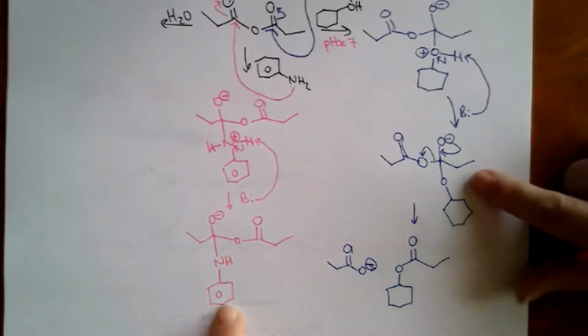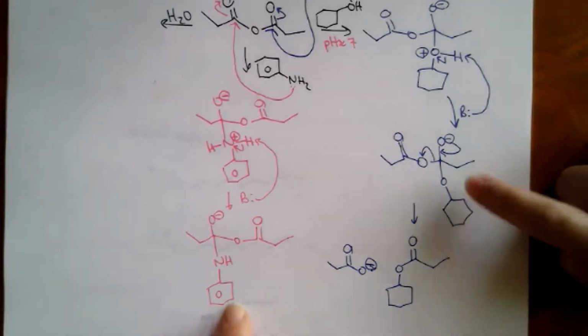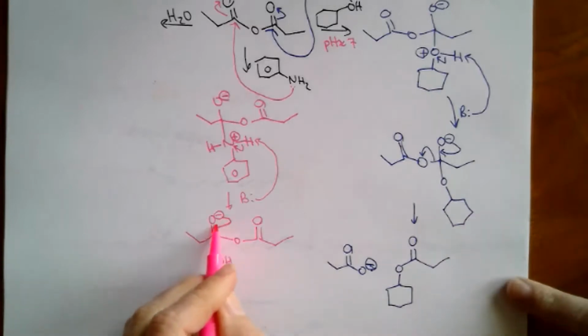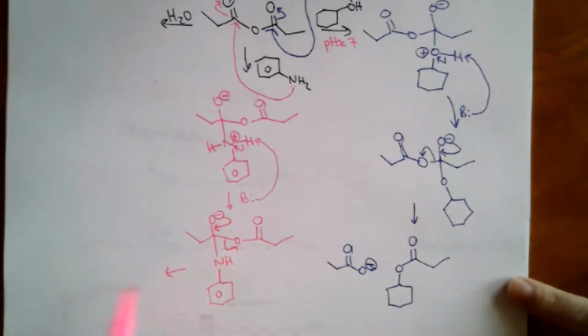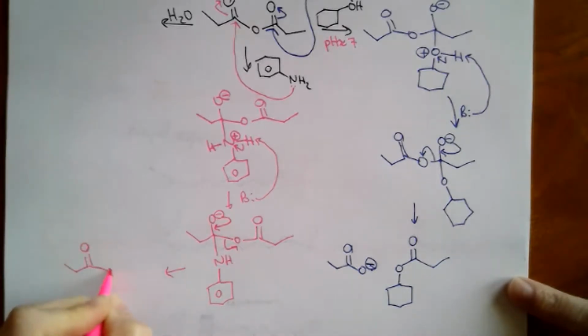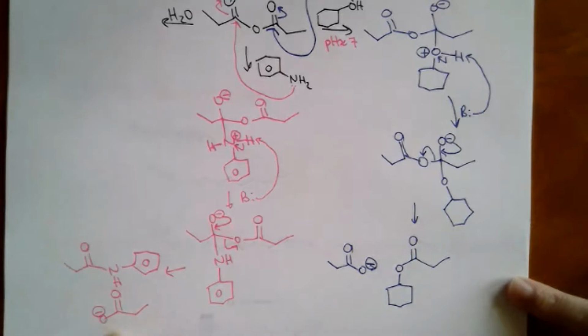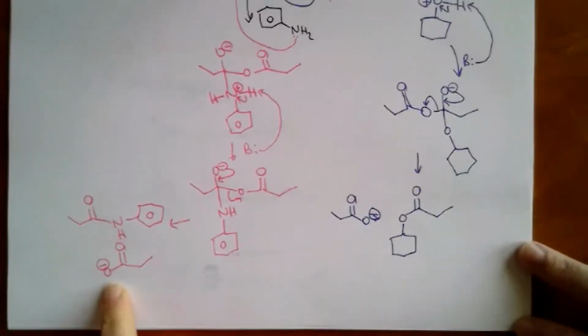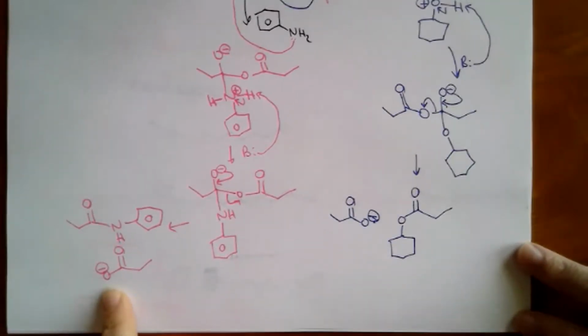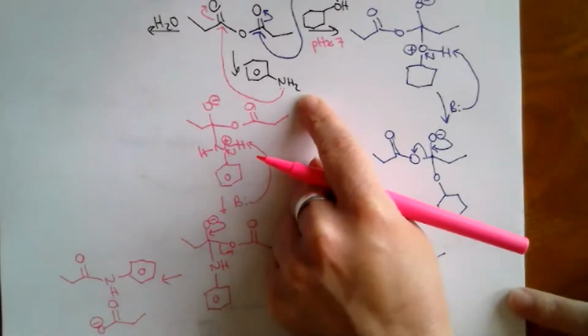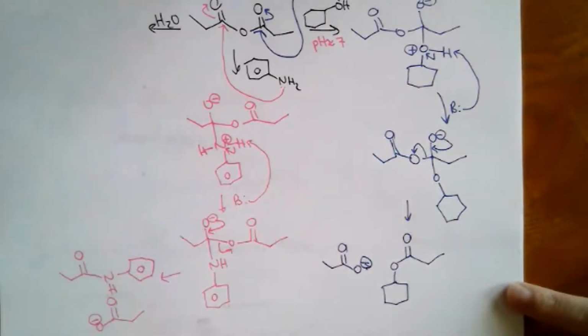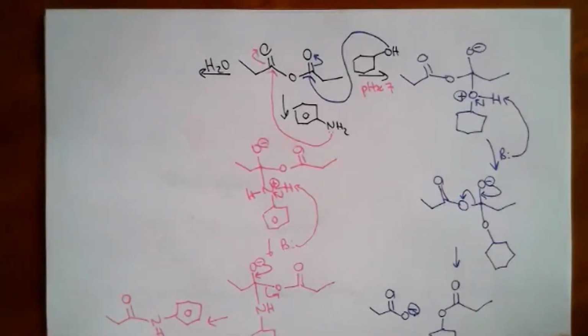This is my familiar tetrahedral intermediate. I'm ready to fold down and kick out the weakest base, the best leaving group. And I'm making amide in the process. Should this stay as an O- carboxylate? You betcha, because we actually say amines are bases. So yeah, it's going to deprotonate that. One more.